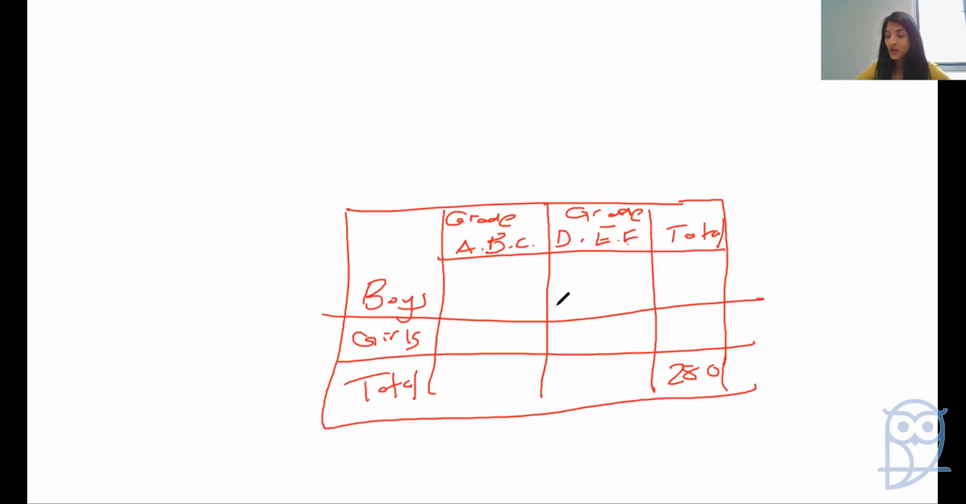So what should we then do? We know that 155 of the students get A, B, or C. We know how many are getting A, B, or C. So the total down here should be 155 because that's how many students are getting A, B, or C. And then we know that half of the students are boys. It also tells us that 61 girls get a grade of D, E, or F. So where do we begin?